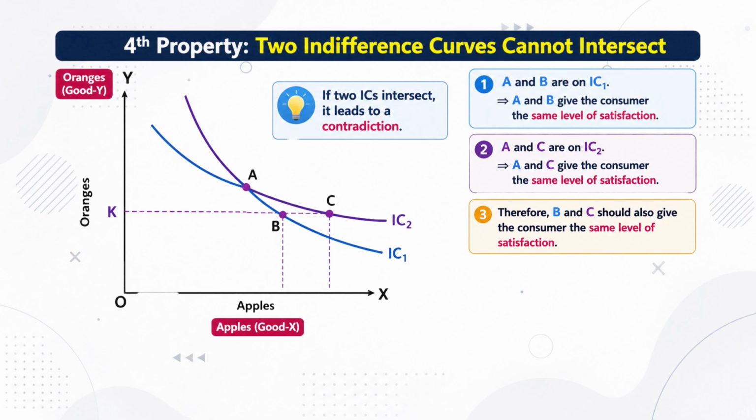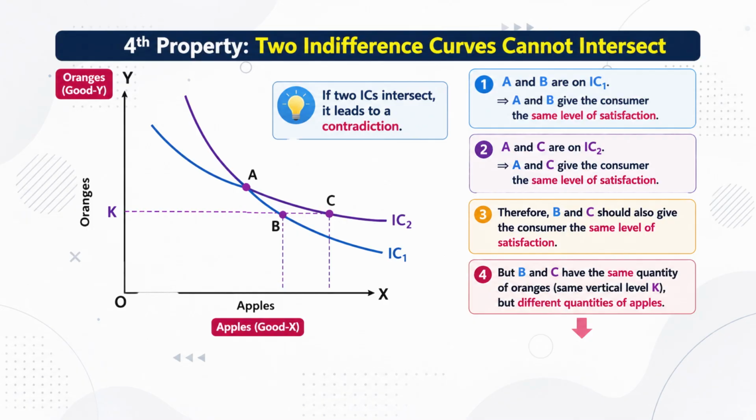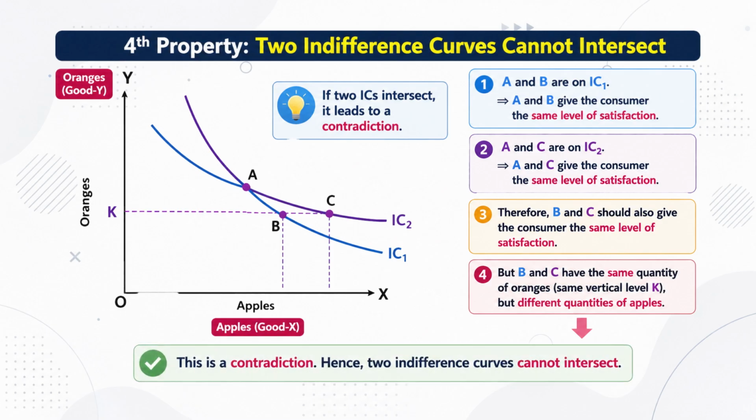But this cannot be true. Points B and C have the same quantity of oranges, but point C has more apples than point B. Therefore, point C must provide a higher level of satisfaction than point B. This creates a contradiction. Hence, two indifference curves cannot intersect each other.